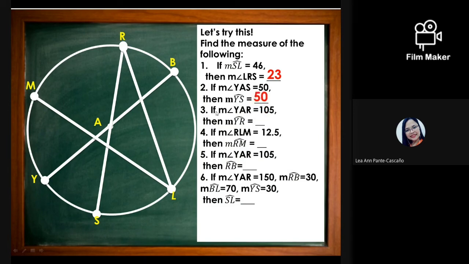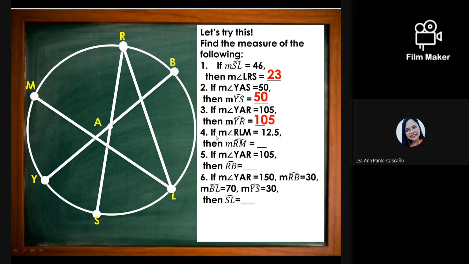Number 3, if the measure of angle YAR is 105, then the measure of arc YR is what? YAR is a central angle again, at ang hinahanap daw po ay arc YR. So kung ito ay 105, therefore this is also 105.